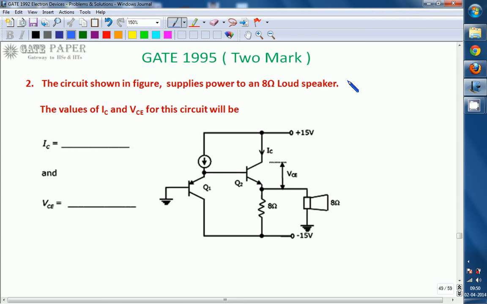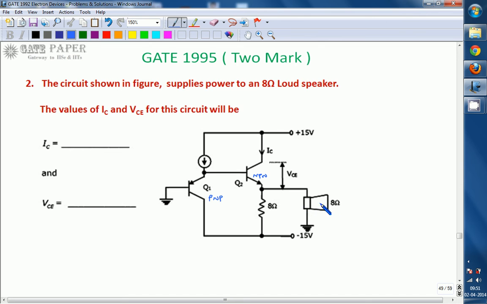for this circuit. That is nothing but the Q point. We are going to calculate it. So if you are observing, Q1 and Q2 are two transistors. Q1 is a PNP transistor, and Q2 is an NPN transistor. Remember that one. Both are of different nature. One is NPN, the other is PNP.